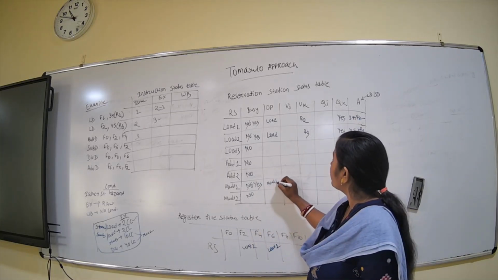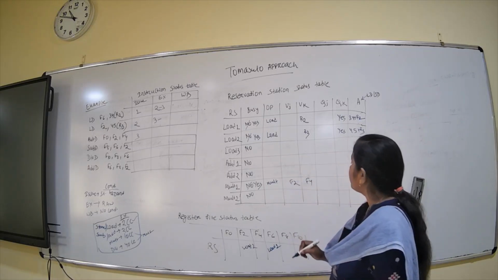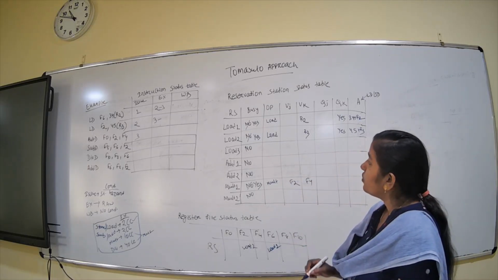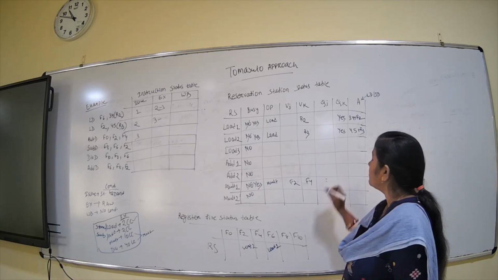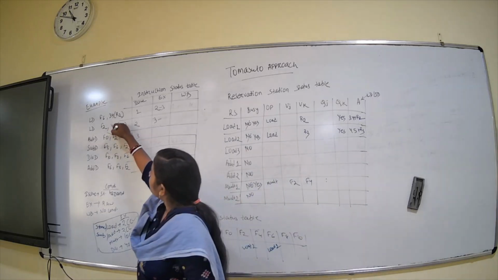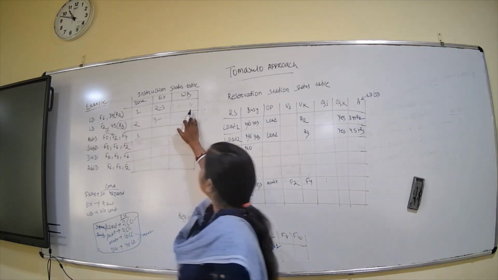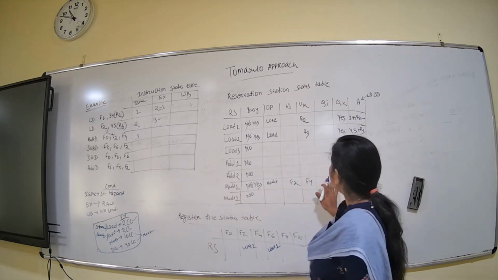Doing multiply F2 and F4. Just check: are F2 and F4 available or not? F2 is not available. So what will we write? Because this is not yet completed. Okay, so it is not available. That is what we will write here.